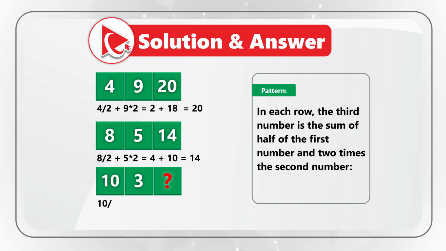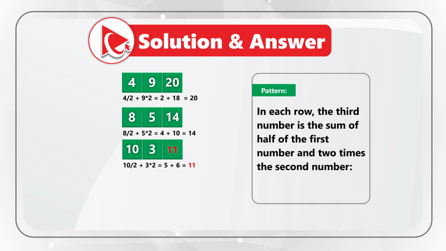10 divided by 2 plus 3 multiplied by 2 equals 5 plus 6 and equals 11. So the correct choice here is choice B, 11.